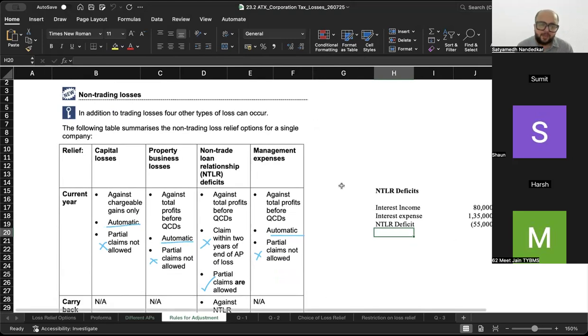Okay. Now, capital losses can be adjusted only against chargeable gains. Partial claims not allowed in the current year. Property business loss can be adjusted against total profits before QCDs. The adjustment is automatic. Partial claims are not allowed. NTLR deficits are adjusted against total profits before QCDs. Claim within 2 years of the end of AP.